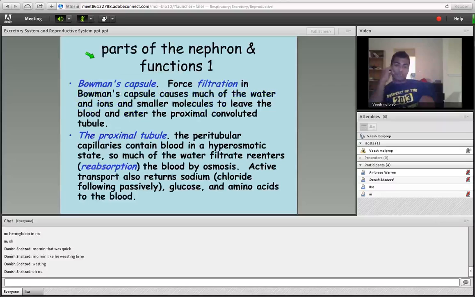Now, forced filtration in the Bowman's capsule causes much of the water and ions and smaller molecules to leave the blood and enter the proximal convoluted tubule. And in the proximal convoluted tubule, the capillaries contain blood in a hyperosmotic state. So a lot of the filtrate re-enters the blood by osmosis, since it's a lot more concentrated there. So it's going to try to get back into the blood. And active transport also will be returning sodium, glucose, and amino acids to the blood, because those are all things that we need in our body and not stuff that we want to excrete.